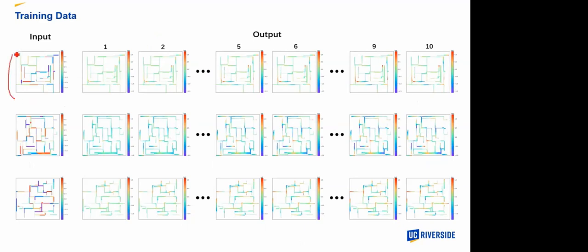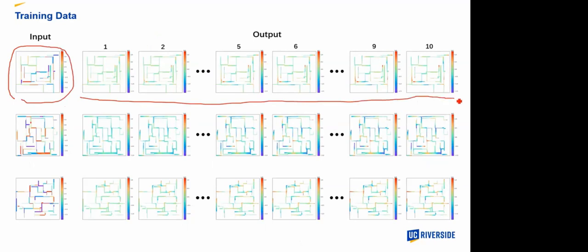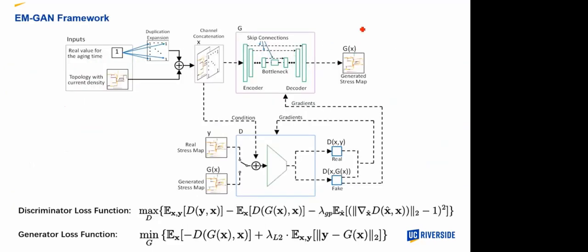As you can see, for each input topology image, there are 10 output stress maps corresponding to it. This is the framework of our proposed EM-GAN model. The generator takes the topology image as input, but as I mentioned in previous slides, each input topology has 10 stress results. To solve this problem, we add an additional aging time input to indicate which year of the stress result is expected to be produced.